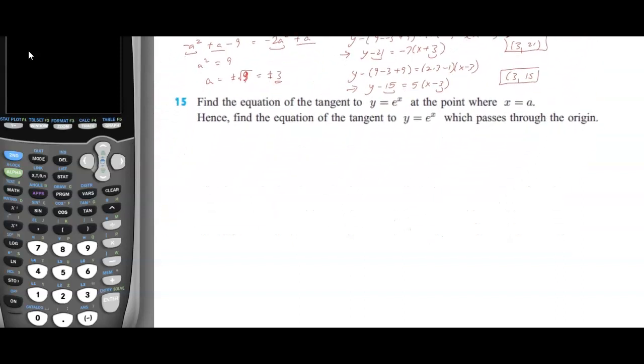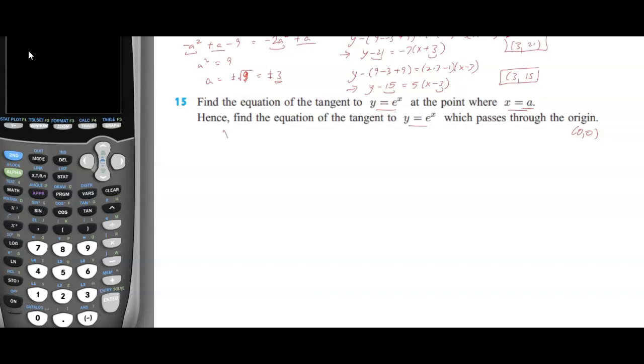Find the equation of the tangent to y equals e to the x at the point where x equals a. Hence, find the equation of the tangent to y equals e to the x, which passes through the origin. Okay, so this is kind of a similar problem to the previous one. We're going to find the general tangent line to y equals e to the x. We're not going to specify exactly what the x is. And then we're going to use that to find when it goes through 0, 0. It's very similar to the previous one, maybe even easier.